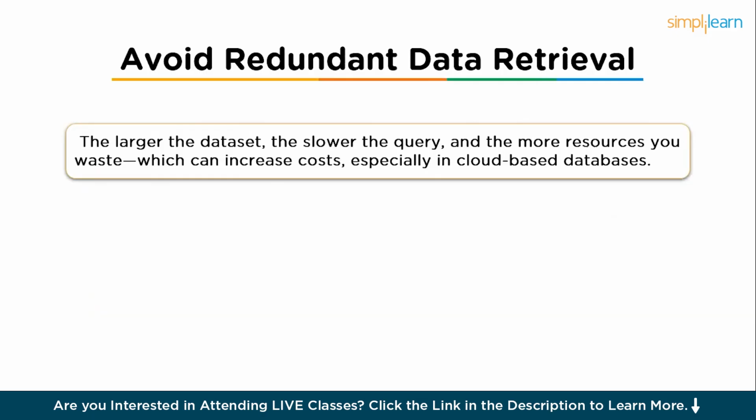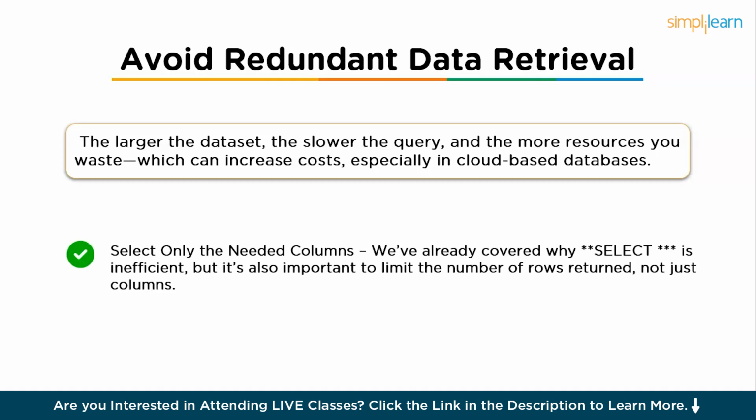Now let's move on to the 7th practice, which is why you should avoid redundant or unnecessary data retrieval. Imagine you're shopping online and instead of just searching for running shoes, you browse every single category, clothes, electronics, furniture, just to find what you need. Not only is this time consuming, but it will also slow down everything. That's exactly what happens when you retrieve more data than necessary in SQL. The larger the data set, the slower the query, and the more resources you waste, which can increase costs, especially in cloud-based databases. So how can you optimize data retrieval?